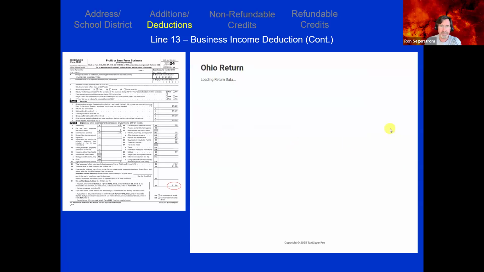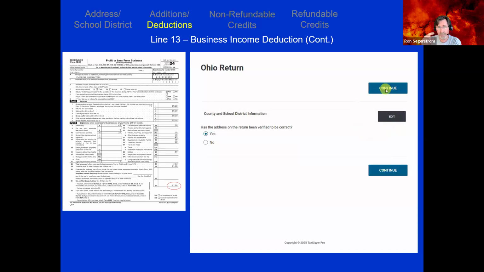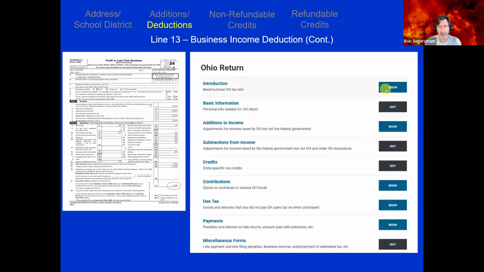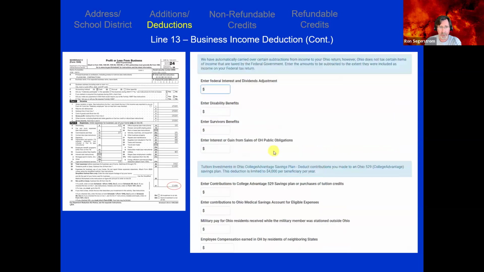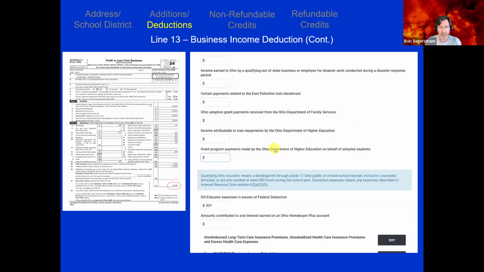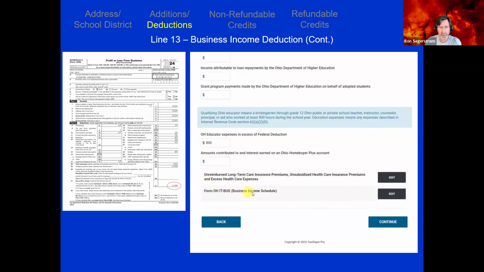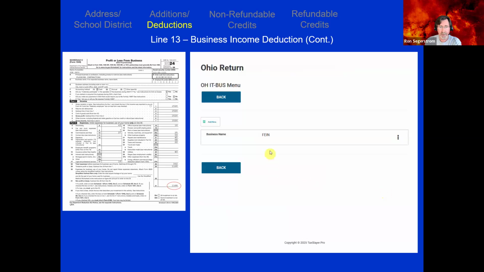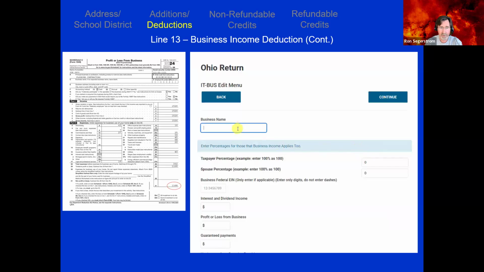You start from the state return. It's a deduction from income. So once you get to that big table of all your inputs, subtractions from income, you're gonna go ahead and select that, and you work your way down through all these deductions to the bottom, and there is Ohio business income right there. You're gonna have to go ahead and edit it, and you're gonna enter the business name, which is Joe Ohio. That's his name, and then make sure that he owns 100% of the business, and then put in the profit or loss from the business, and then you're done.